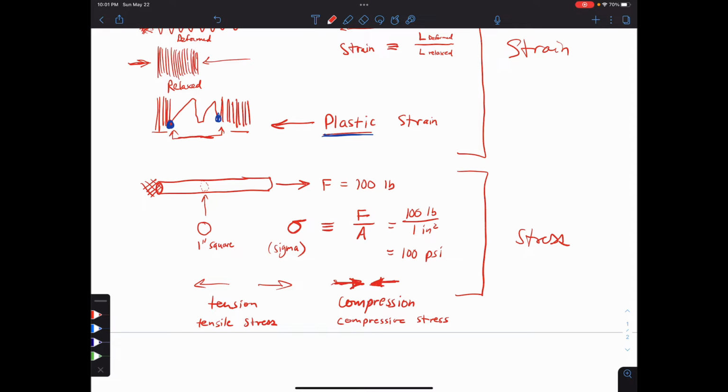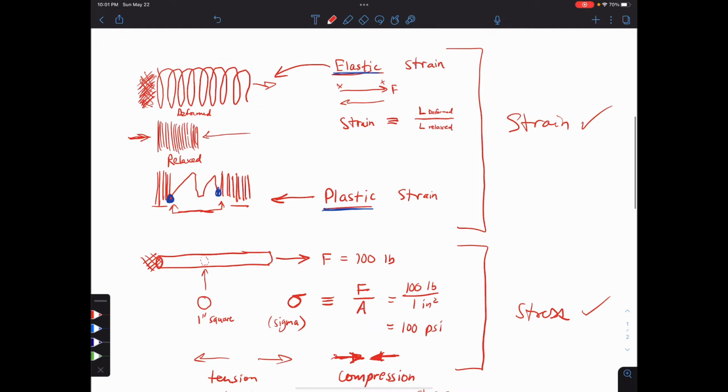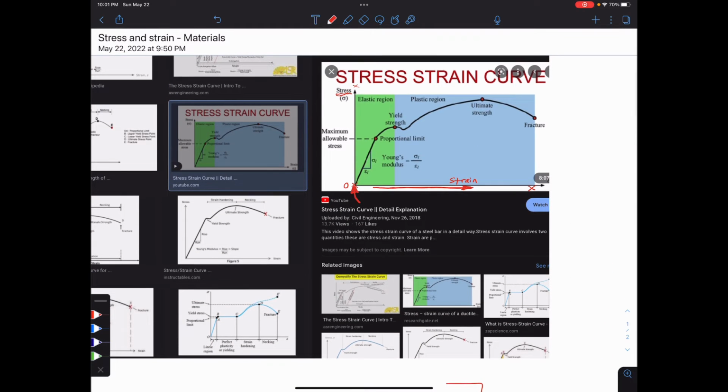So, stress, check, we've defined it. Strain, check, we've defined it. Let's go back to our graph. Let's see how far into this little shenanigans I am. Never started my timer. Sorry about that. Okay.